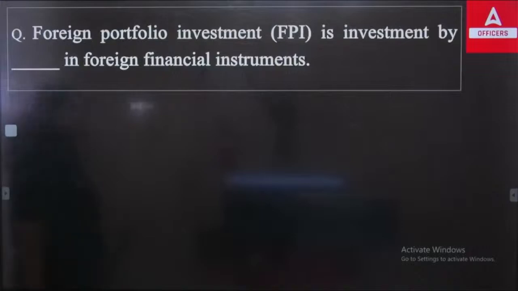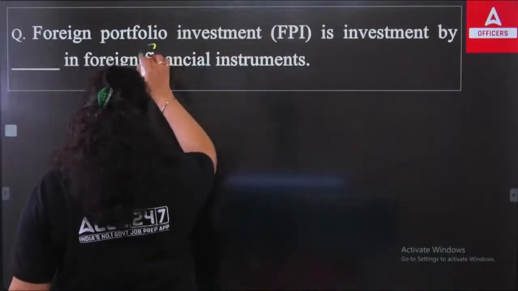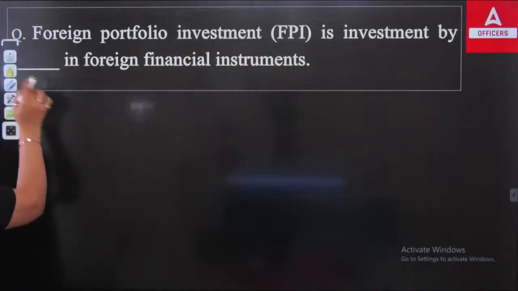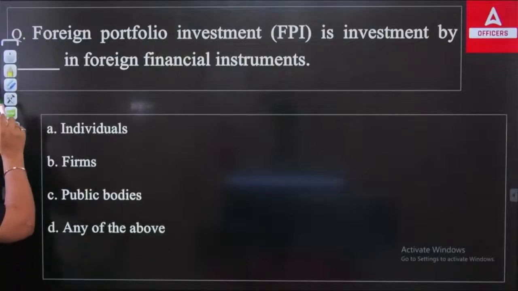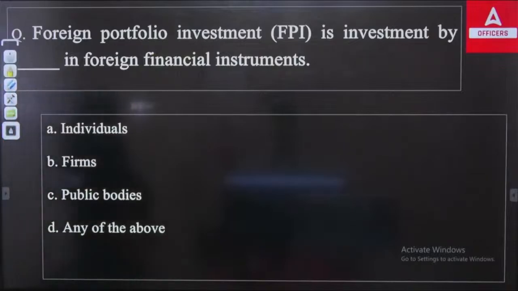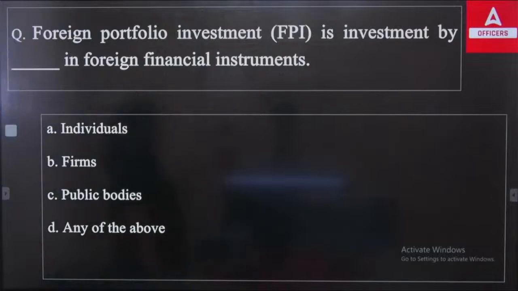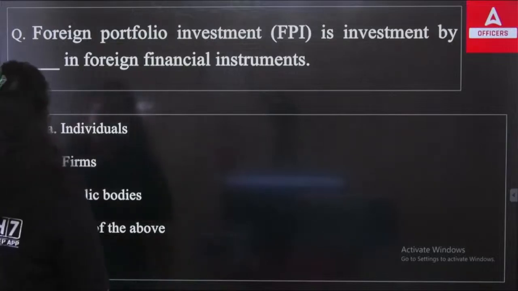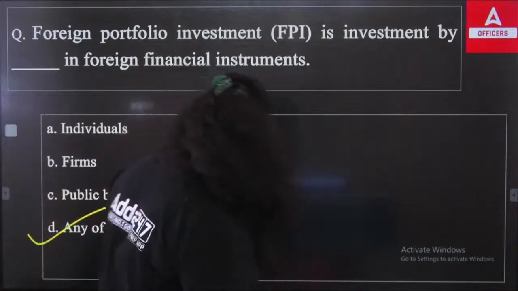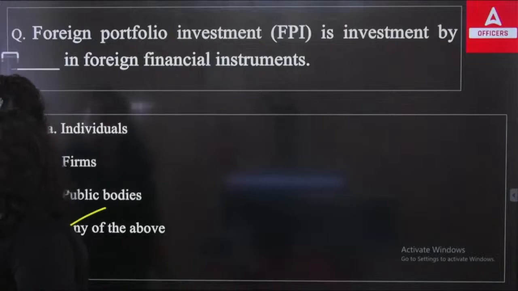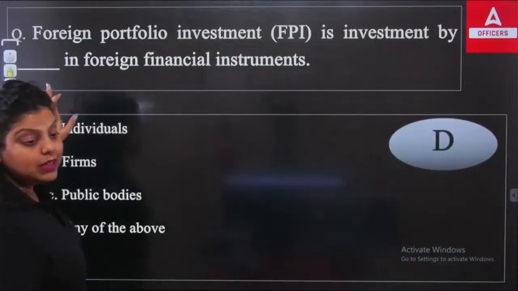Now, foreign portfolio investment is the investment by dash in foreign financial instruments. So it is the investment by whom? First, individual, firm, public bodies, and any of the above. So who can invest in foreign portfolio investment? Individuals, firms, public bodies, any of the above. It's very simple. Foreign portfolio investment can be done by anyone: any individual, any company, any firm, any partnership firm. So that's why the right answer will be your D option.